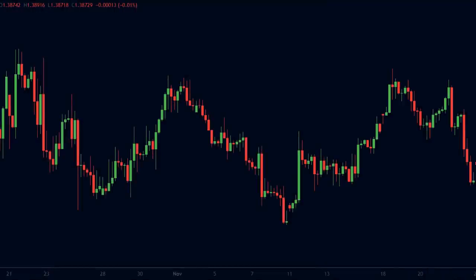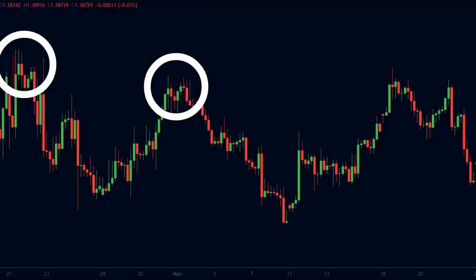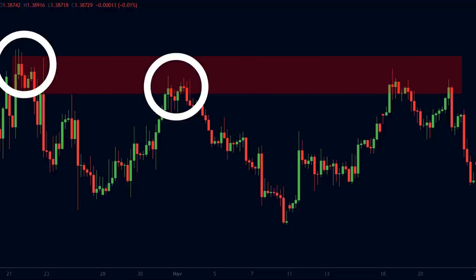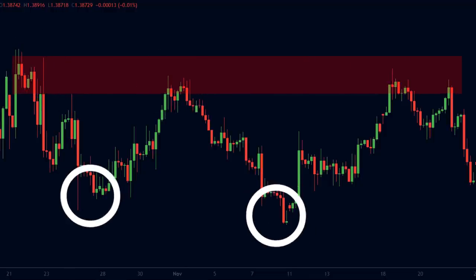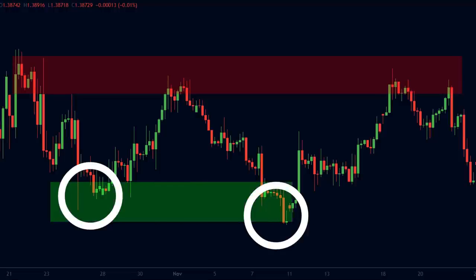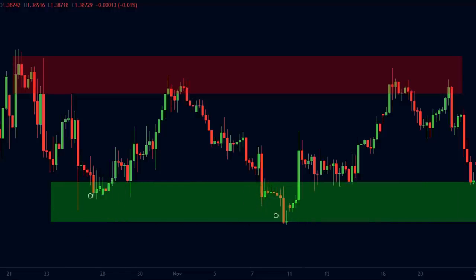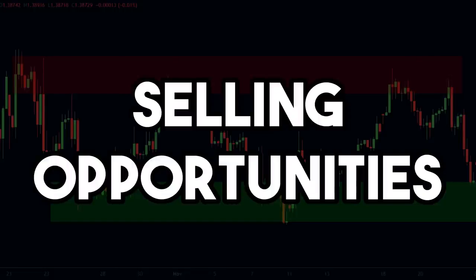So in this image we see these two swing highs, and we mark a resistance level by marking the area. Similarly, we see these two swing lows, and we mark the support area. If we want to trade inside the range, we have set our boundaries. So, here, the price comes near the resistance area. We expect the price to face resistance and fall downwards. Therefore, we are looking for selling opportunities.